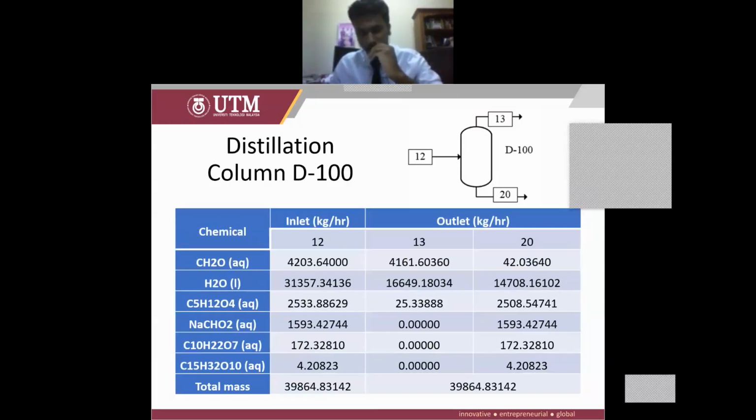At the distillation column, 99% of formaldehyde is extracted to be recycled to the mixer.